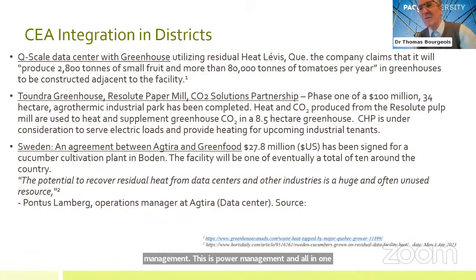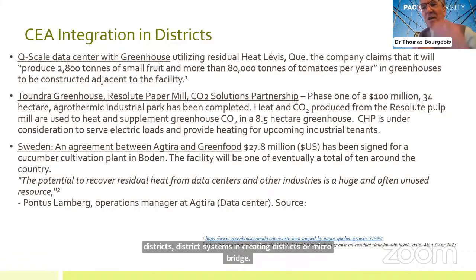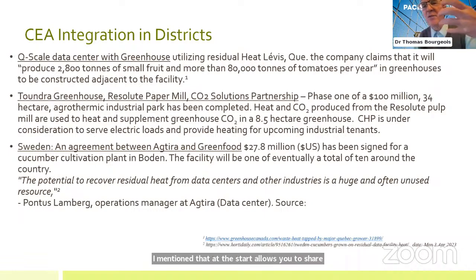Another concept I'd like people to think about, and this can be done no matter where you are in the world, is districts. District systems and creating districts or microgrids, which I mentioned at the start, allow you to share resources between different processes. I'm going to talk about data centers and excess heat, but that's only accomplished by having the infrastructure of a thermal energy and an electrical energy distribution system. So here's a couple of examples of this. Q-scale data centers.